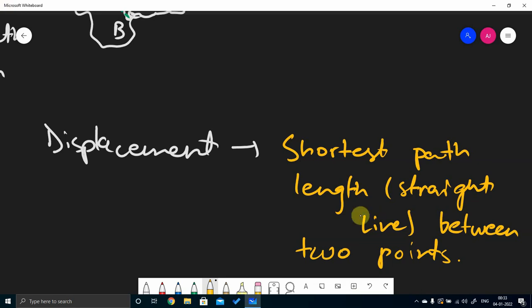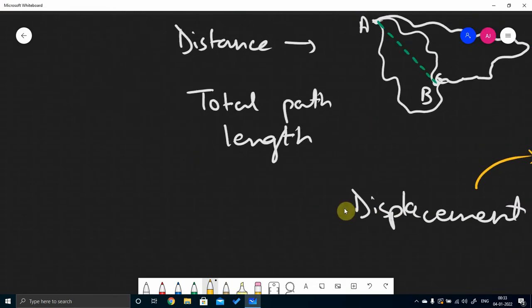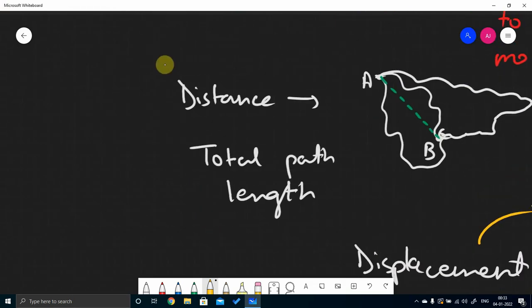And another difference is that displacement is actually a vector quantity, while your distance, I'm pretty sure you guys figured it out, is actually a scalar quantity.